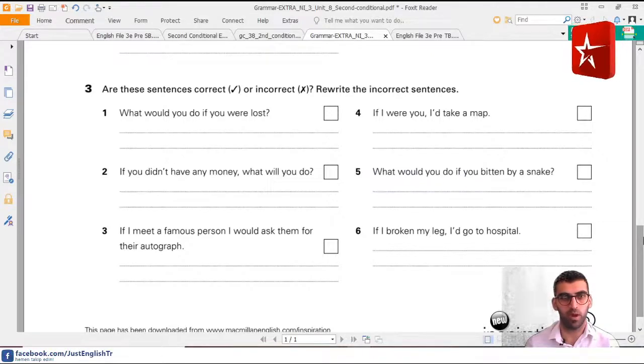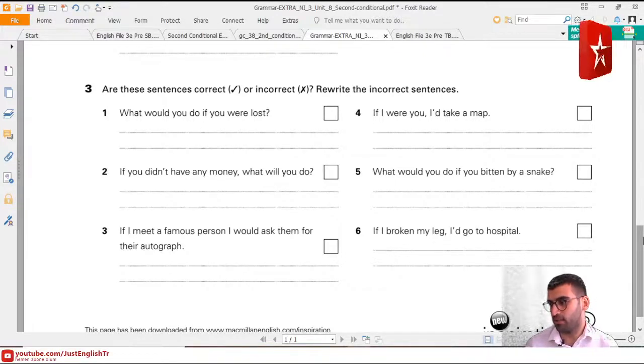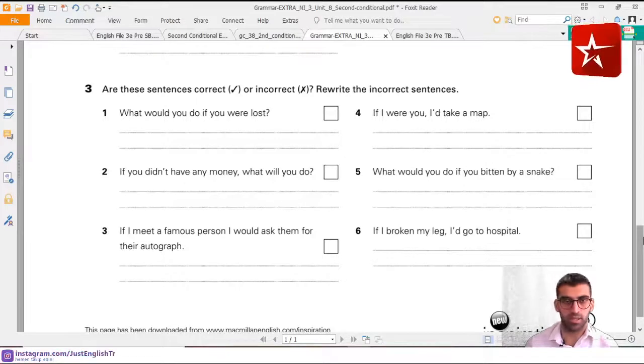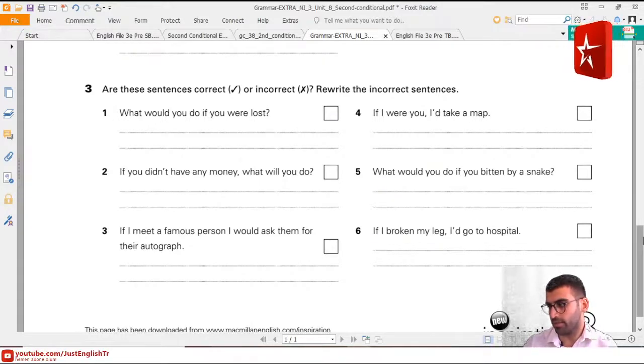Okay, and for number 1, what would you do if you were lost? Number 1, weak possibility. Yes, it's not weak, it is a less possibility. Incorrect, Tuka says. Tuka says number 1 is incorrect. Why, Tuka? Can you let me know why it is incorrect?